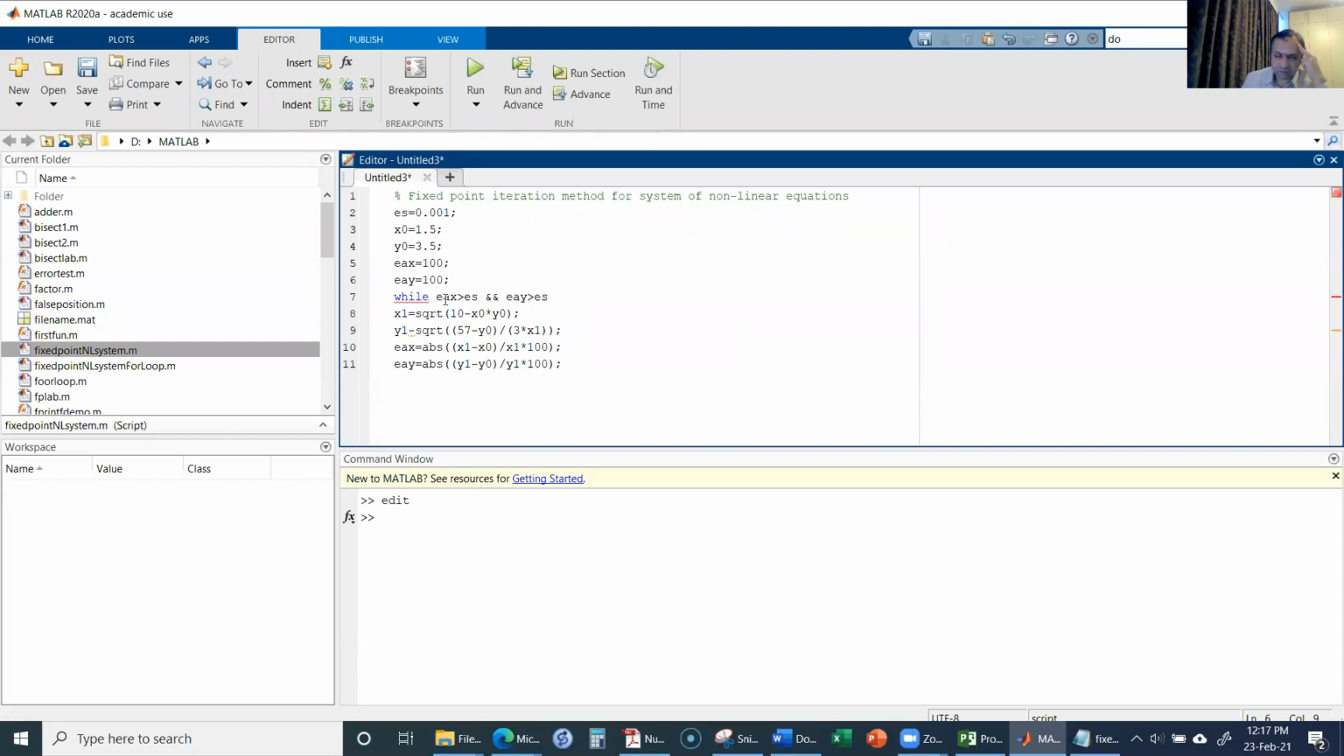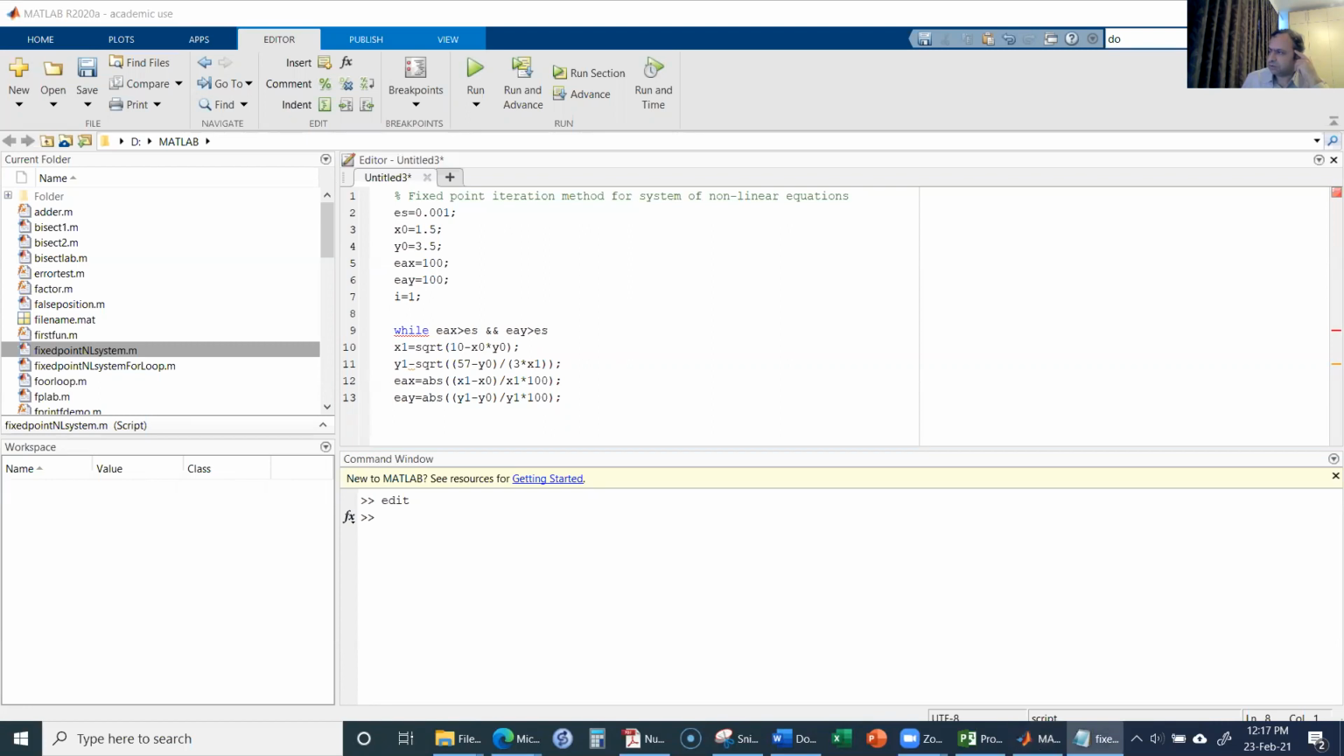And then we start from i is equal to 1. This is for the iteration. And now we also need to print the values. So the values which I want to print can be written down like this.